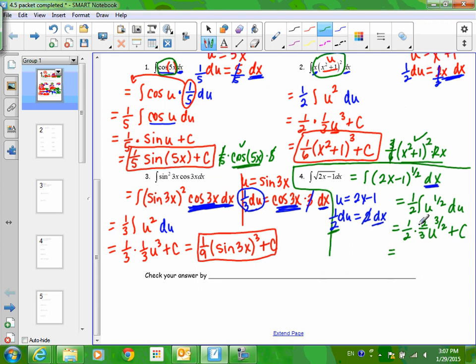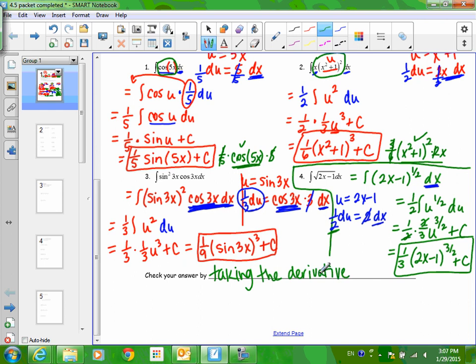So then my final step is to go ahead and multiply these numbers. That turns out to just be a third because the 2's cancel. And then u is supposed to be 2x minus 1. And that's my final answer, which again, we could check by taking the derivative. So check your answer by taking the derivative. That's how you check your answer without a calculator. And I know it's confusing to go back and forth between deriving and integrating, but you're only going to get better at it if you practice it.